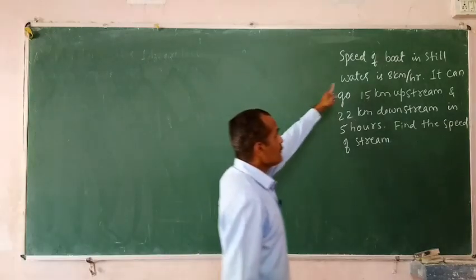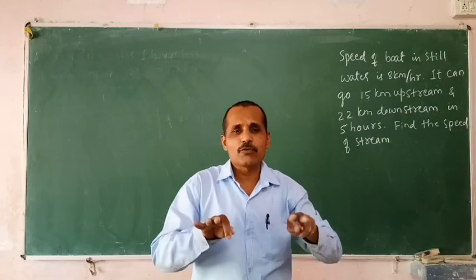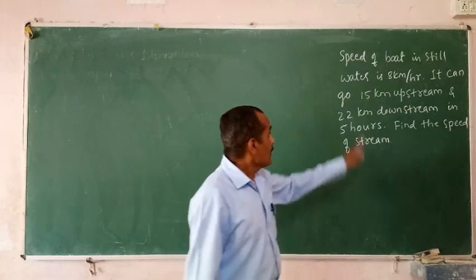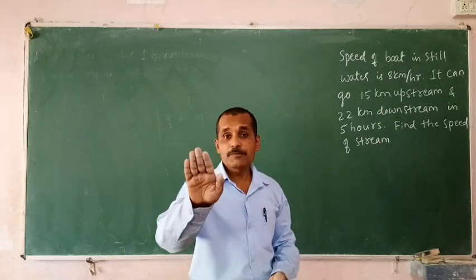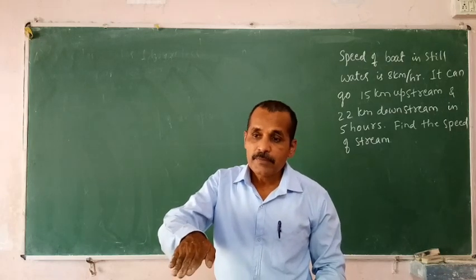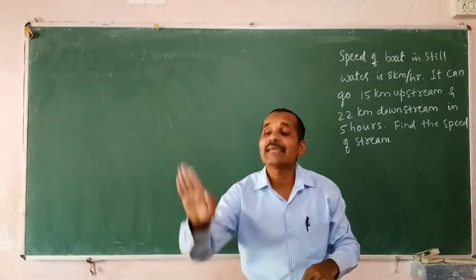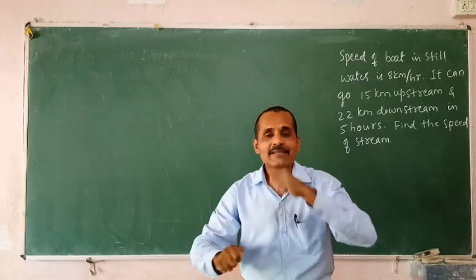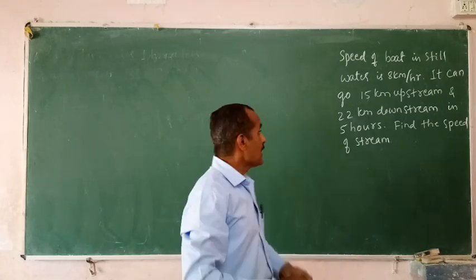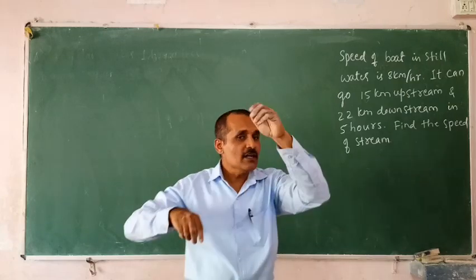What do they ask? The speed of the boat in still water. Still water means stagnant, there is no flow. The speed of the boat is 8 km per hour. It can go 15 km upstream. Upstream means the boat is going like this and the water is coming like this. Like we are climbing a hill, or cycling up a small slope. This is called upstream. Downstream is when both are going in the same direction, water and boat. That is called downstream.